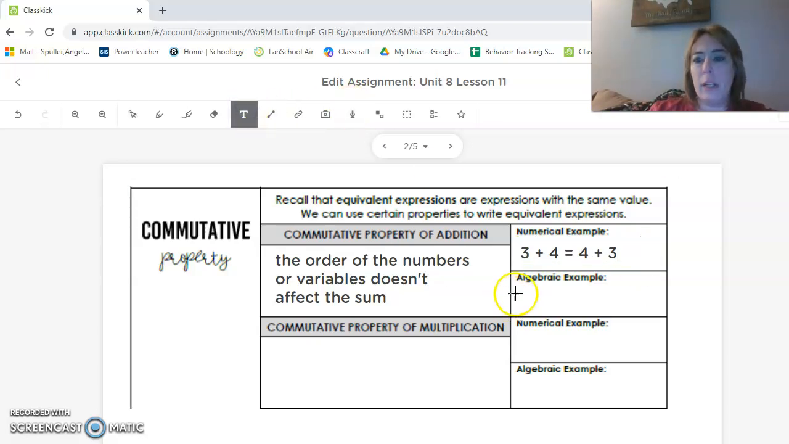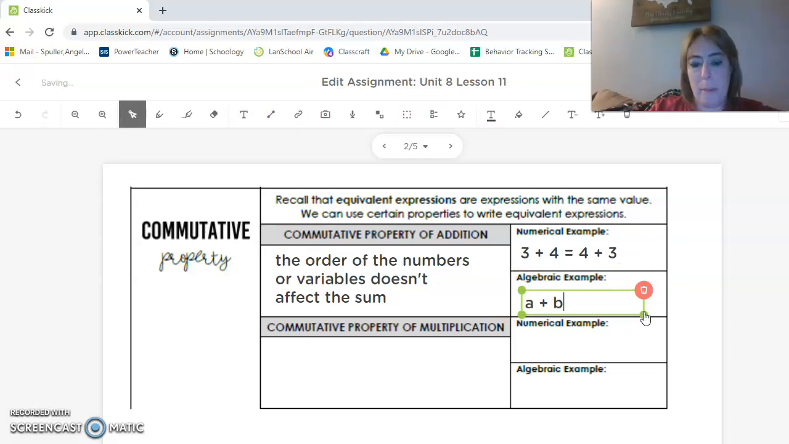All right, so what does an algebraic expression look like? Well, A plus B is the same as saying B plus A.